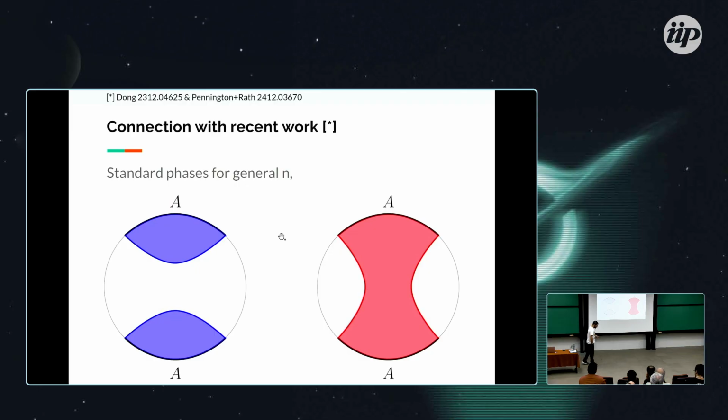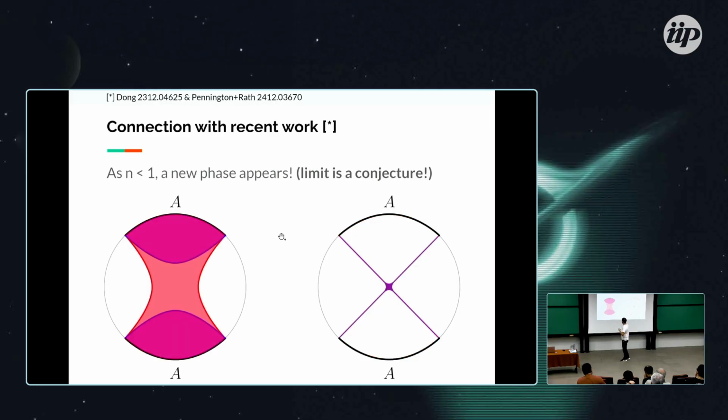Generically, what one hopes, for example looking at the von Neumann entropy, for the case of two intervals, is to have a solution that has a standard topology, perhaps a connected or disconnected region. But in December 2023, and actually one year later by Pennington and Rath, they explored this prescription again for n less than 1. And at first they found some quite trivial corrections, but something funny happened.